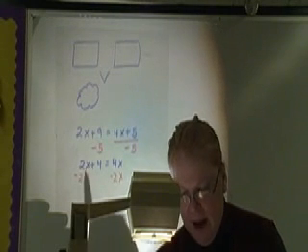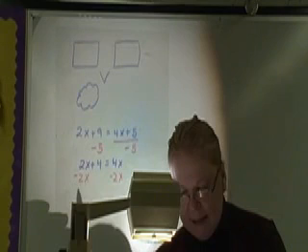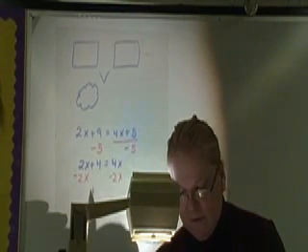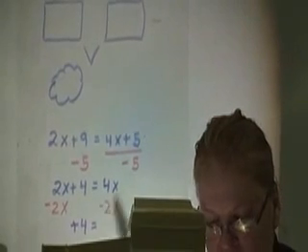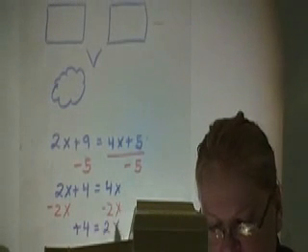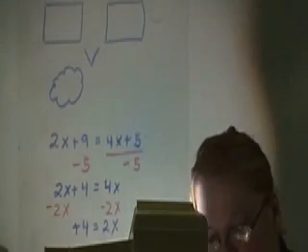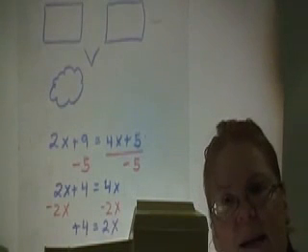Now let's simplify. 2x minus 2x is 0. I'm left with plus 4 equals 4x minus 2x is 2x. I'm left with 4 equals 2x. Write it.